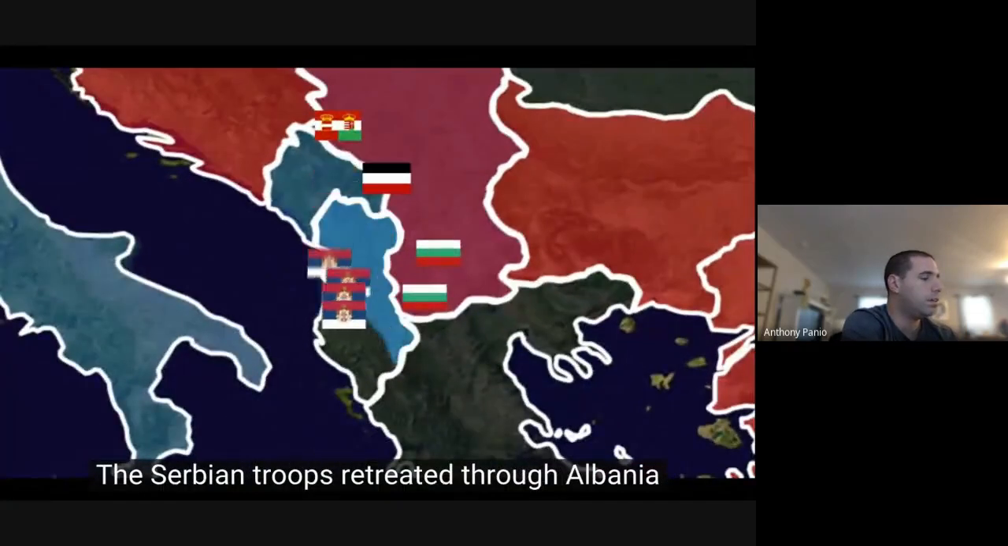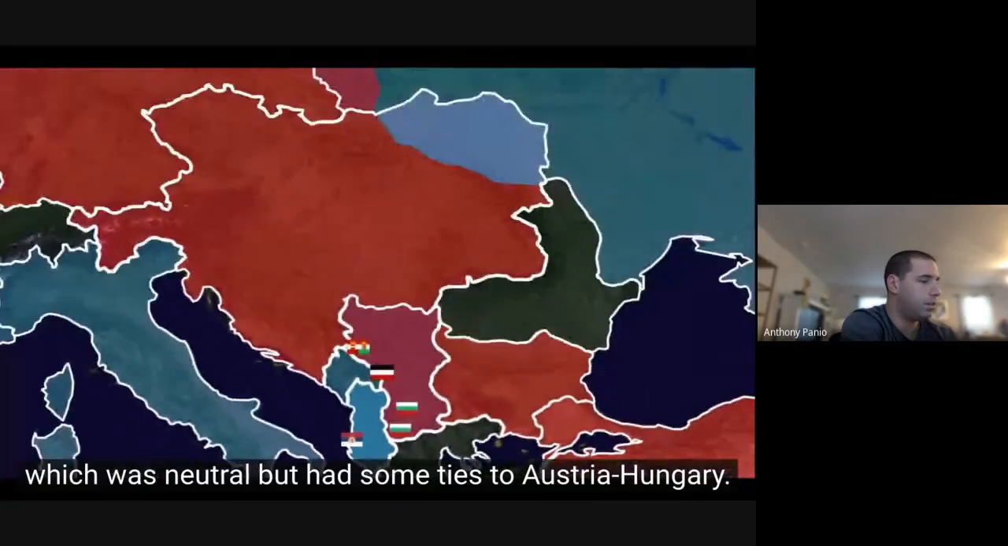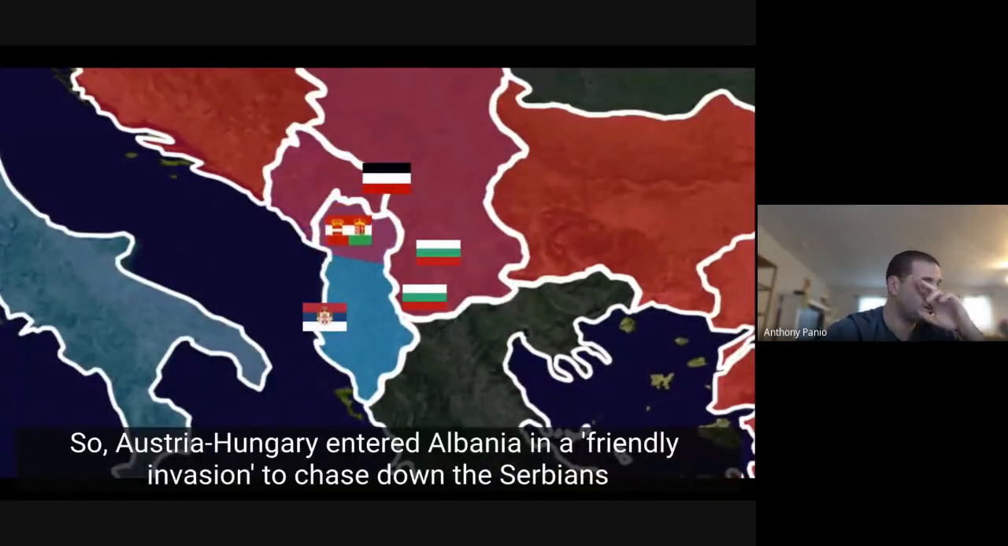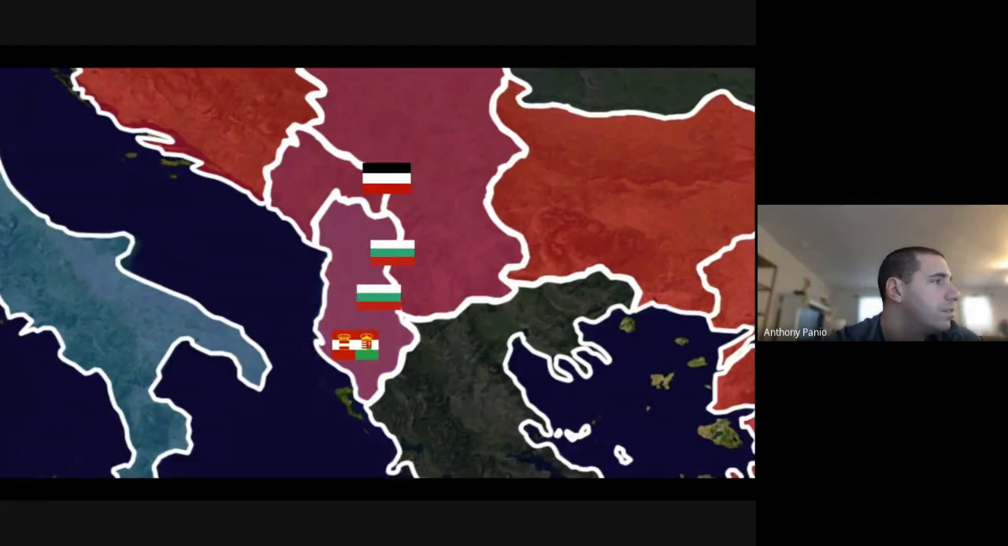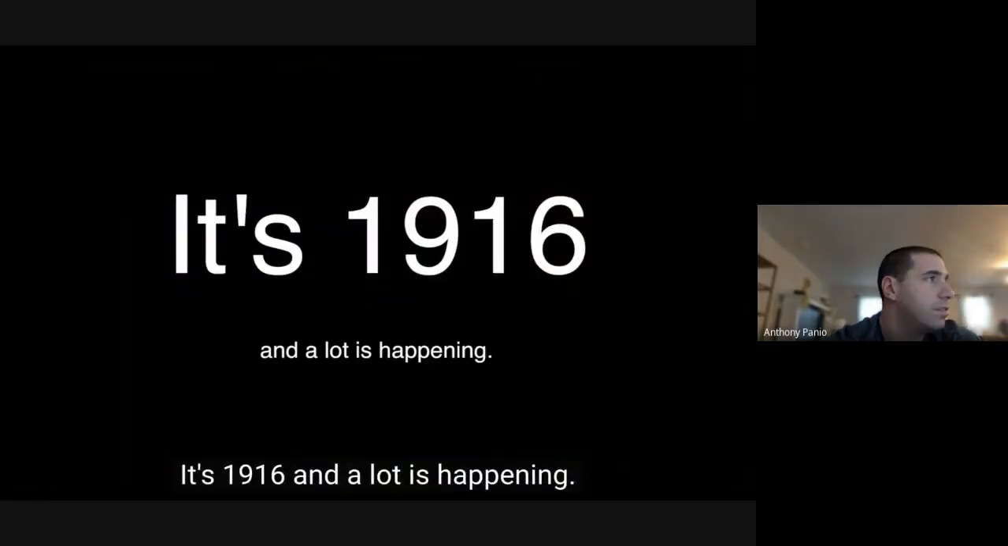The Serbian troops retreated through Albania, which was neutral but had some ties to Austria-Hungary. So Austria-Hungary entered Albania in a friendly invasion to chase down the Serbians, many of whom escaped by sea. It's 1916, and a lot is happening.